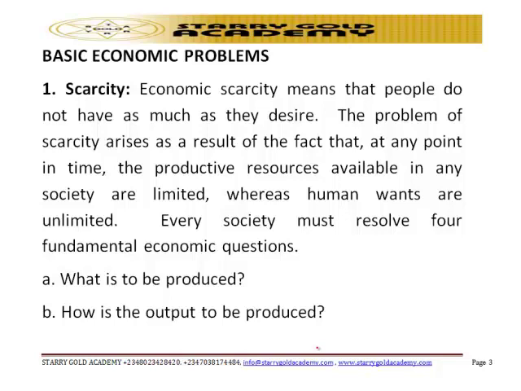What did I call it? I call it scarcity. So let's look at what scarcity is.